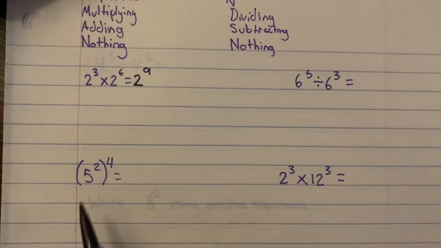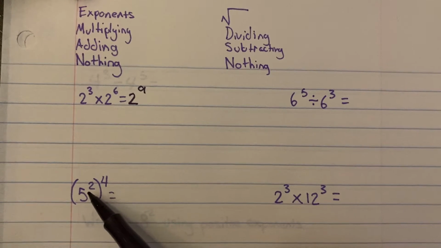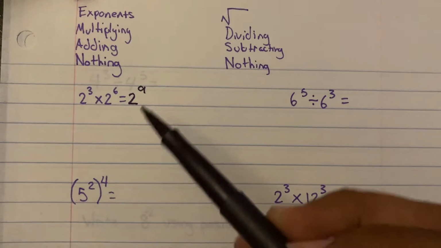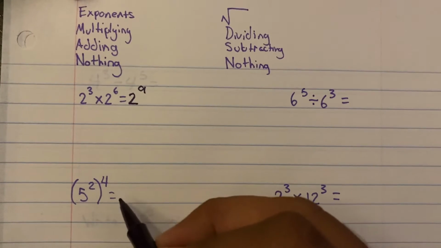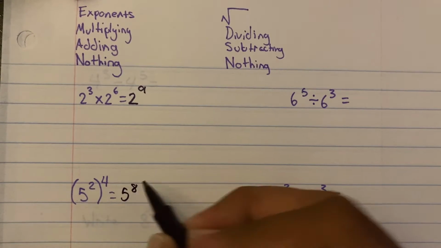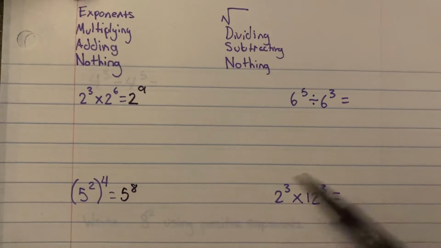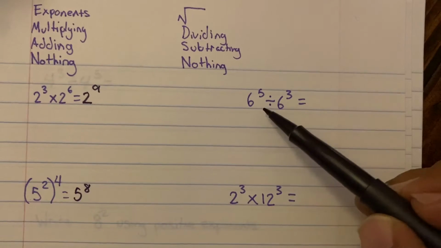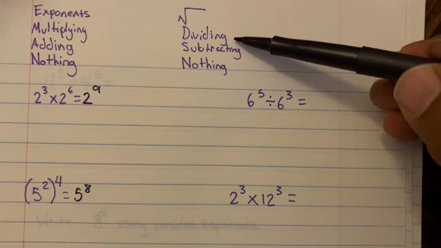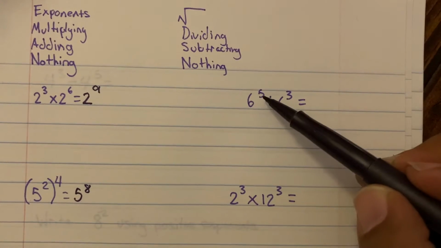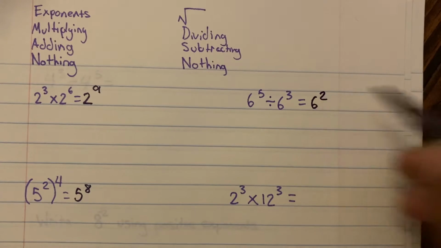Let's do this one here. So when an exponent actually has an exponent, you would multiply. So this is going to be 5 to the 8th power. We're not actually answering it, we're just simplifying it. Okay, now over here, this is dividing. So same thing. Dividing means that they're going to subtract. So 6 to the 5 divided by 6 to the 3 leaves me with 6 to the 2.